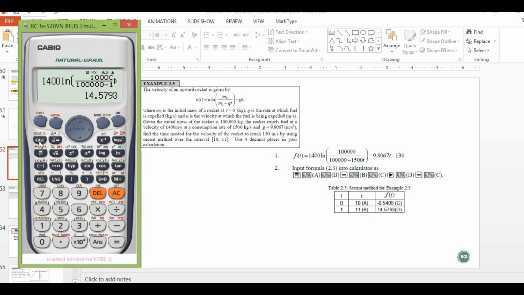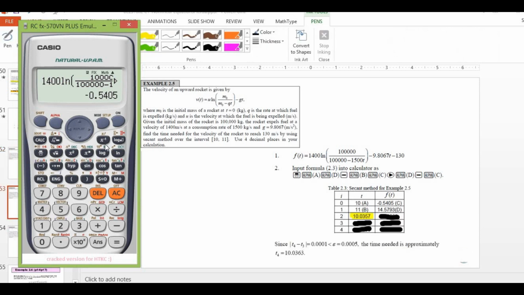So you would like to check for this one, 10. Okay, just key in 10. Then we have minus 0.5405. So we are done for these four tables. So we can proceed with the next table.